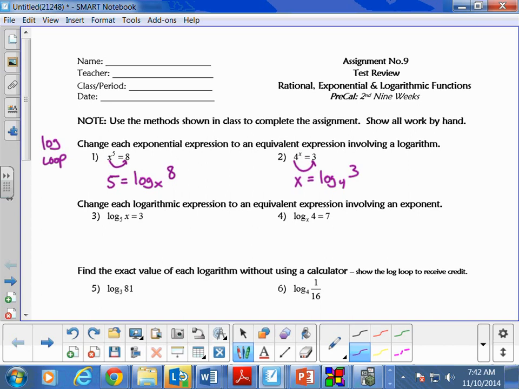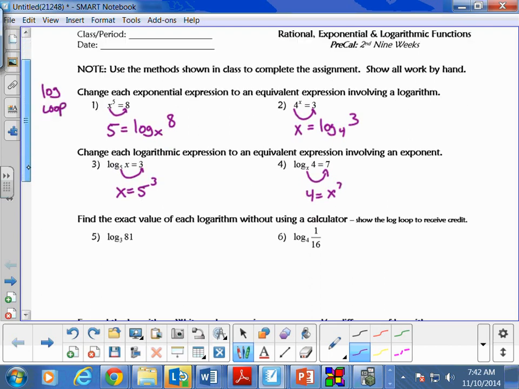Now, let's do the log loop with the questions below, because it says change each logarithmic expression to an equivalent expression involving the exponent. So again, we're going to be applying the log loop, and this time we're going to be applying it backwards. So in this case, it'll be x is equal to 5 cubed. And in this one right here, we're going to do the log loop as well. 4 is equal to x raised to the power of 7. Now, if you notice, none of these questions involve anything about solving. So all you have to do is just change the expression. So that makes it nice. Now let's go ahead and do these.